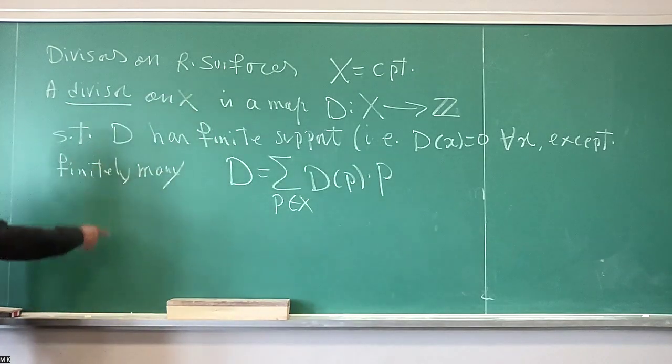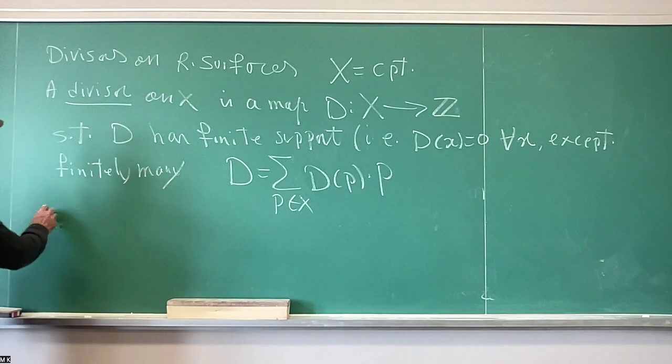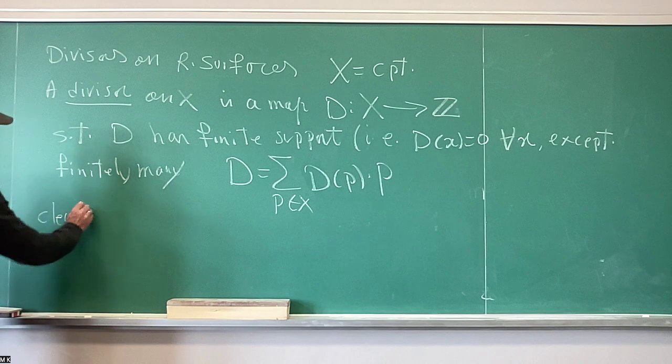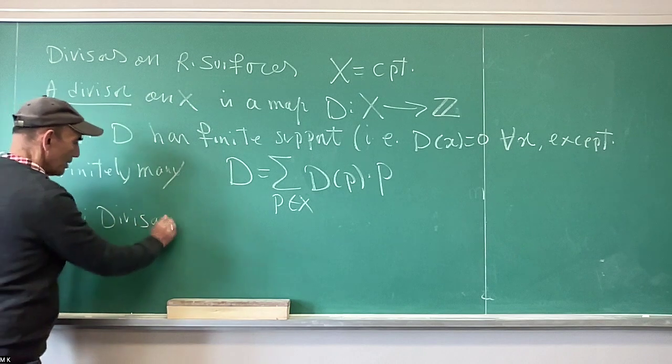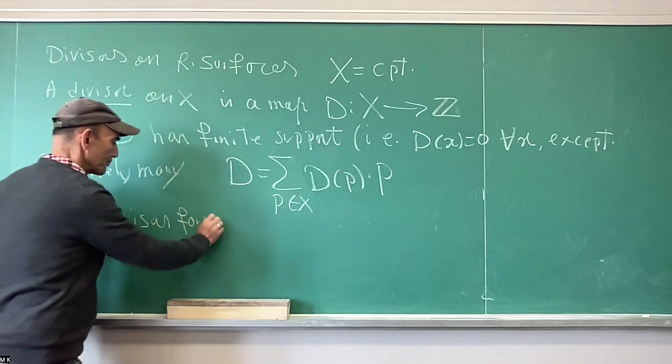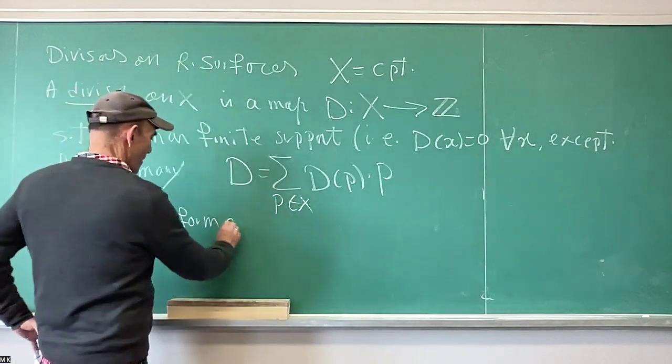So it's clear that divisors form an abelian group, a huge abelian group.